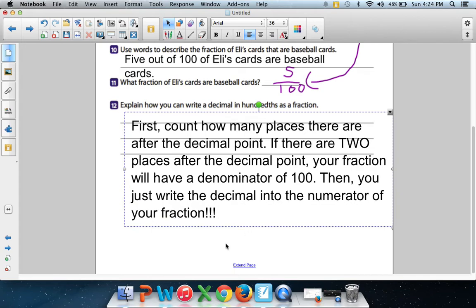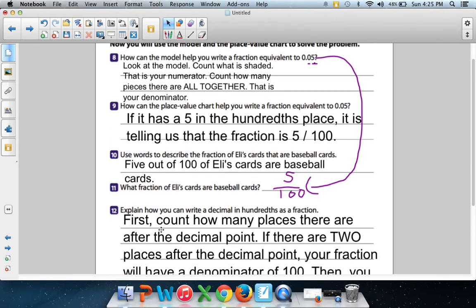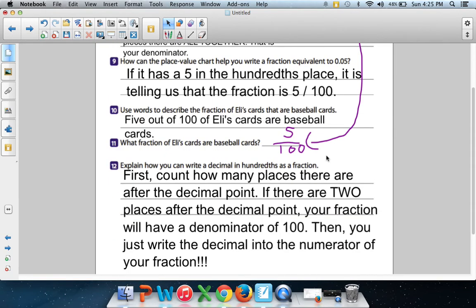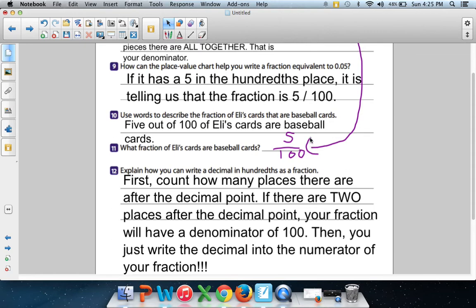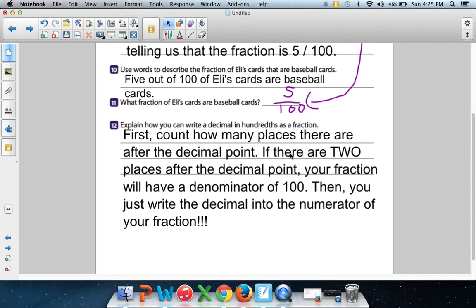Dun, dun, dun. In other words, or if that was too fast for you, first count how many places there are after the decimal point. Okay, I see 1, I see 2. See, that 0 and that 5 after the decimal point. If there are 2 places after the decimal point, your fraction will have a denominator of 100. That's why we wrote that 100 right there. Then you just write the decimal into the numerator of your fraction. Well, the decimal says 5, and there's the numerator. We wrote 5, so we followed directions perfectly.